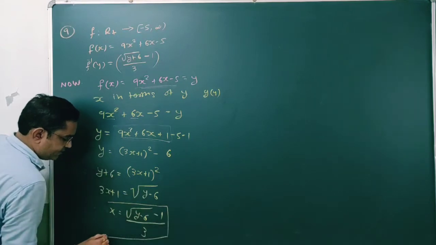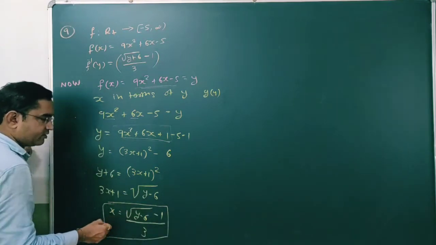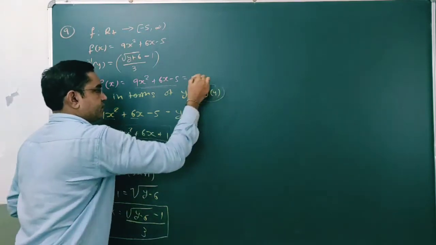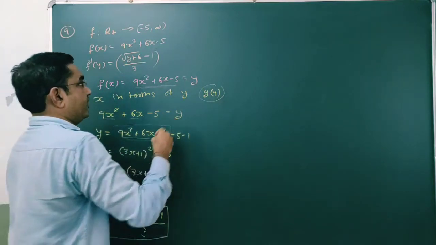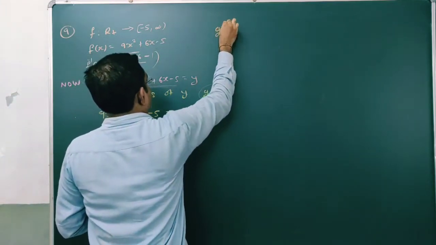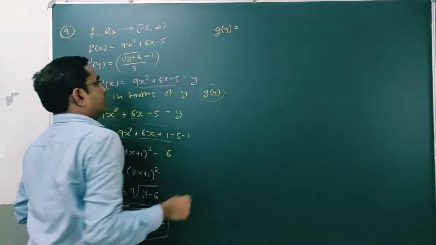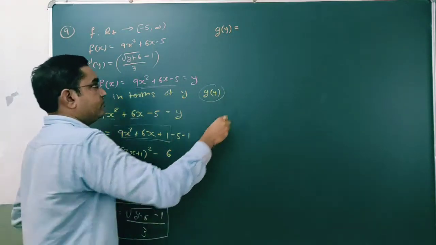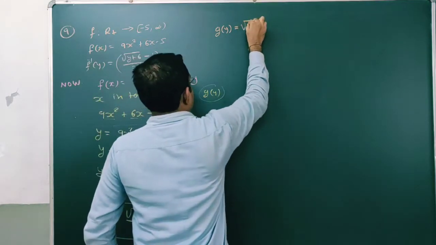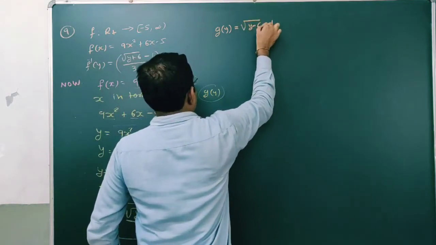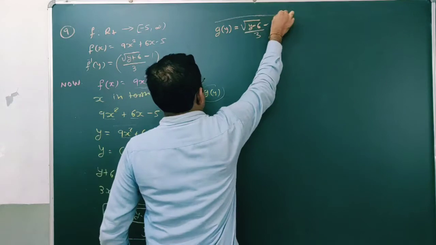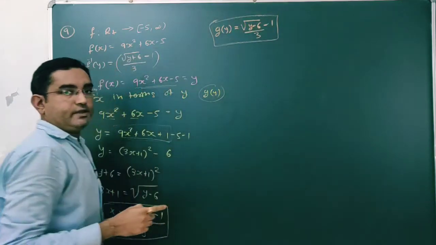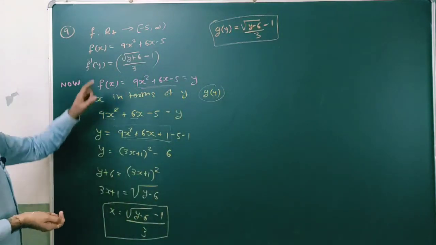So writing x in terms of y, this is nothing but the function g of y. Now we can write our g of y is nothing but the x in terms of y. Done. So it's square root of y minus 6 minus 1 by 3. This g of y is going to be the inverse of the given function f of x.